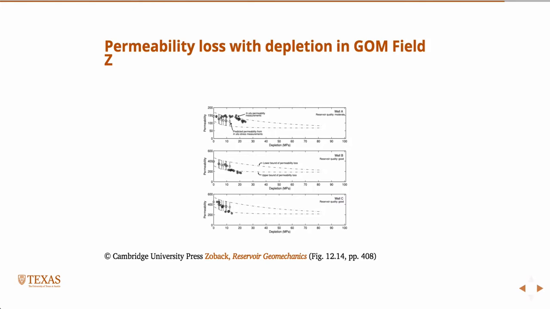Now we know how the porosity is going to change, and combined with Kozeny-Carman, we know how the permeability is going to change with depletion. And these are two lines for the upper and lower bounds of the Kozeny-Carman relationship, and all the data in this field for these wells falls in the range, okay?